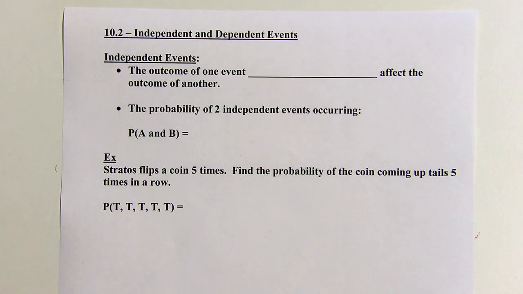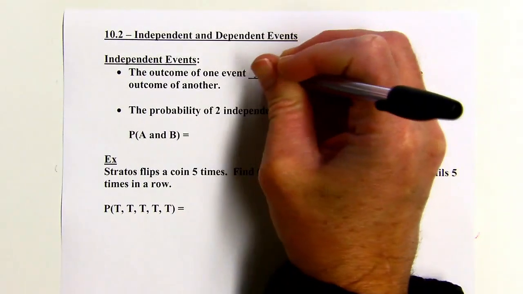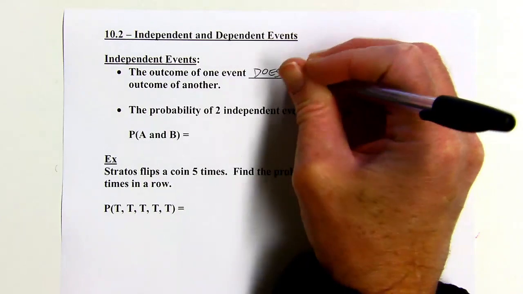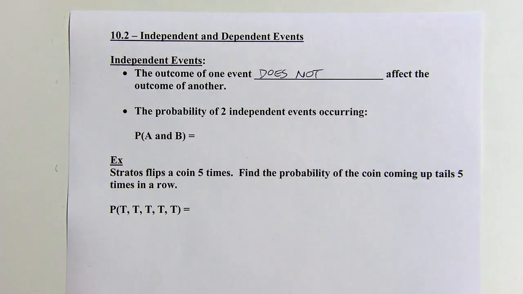Okay, 10.2 is called independent and dependent events. All right, so let's start with independent events. The outcome of one event does not affect the outcome of another event. So this is when we've got multiple events happening. Okay, and here's the formula for it.